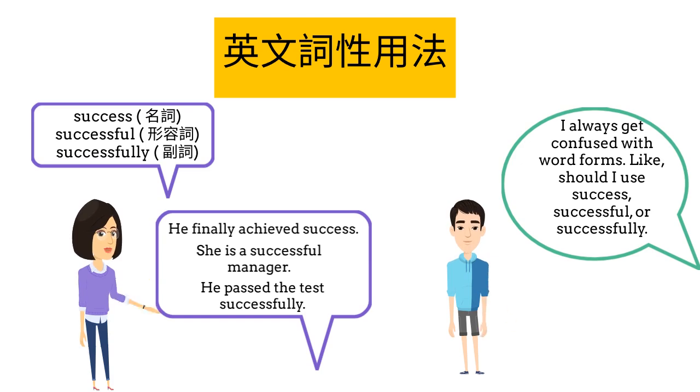Great question, Alex. These are all different forms of the same word. Success is a noun. Example: he finally achieved success. Successful is an adjective. Example: she is a successful manager. Successfully is an adverb. Example: he passed the test successfully.